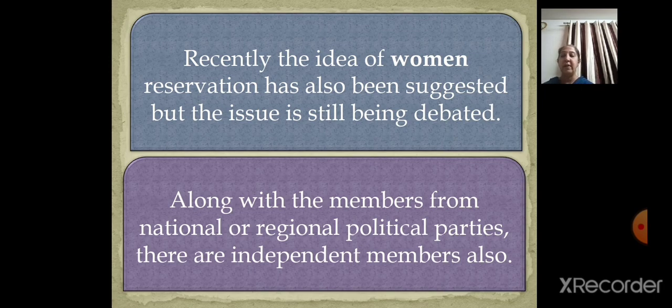If we talk about 60 years ago, only 4% of MPs were women, but today it is just about 9%. This is a small share when you consider the fact that half the population are women. Along with the members from national or regional political parties, there are independent members also.